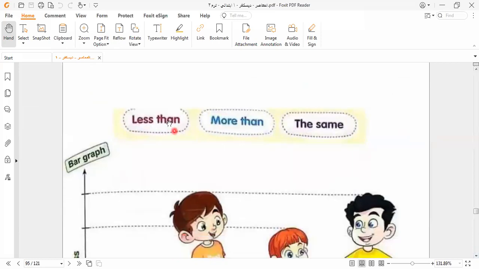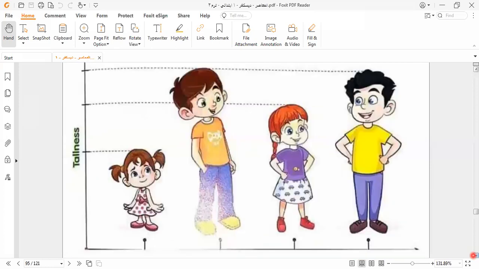Less than, more than, the same. Less than means less than. This is more than, and this is equal, the same. I translate it into mathematics symbols, okay? I think you are taking math. Bigger than, smaller than, the same.